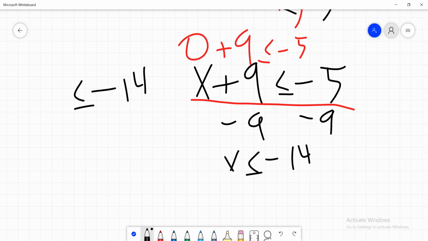So can it be negative 14? Of course it can be negative 14. But can it be negative 13.9? No, it can't, because that's greater than negative 14. So that's pretty much the concept.